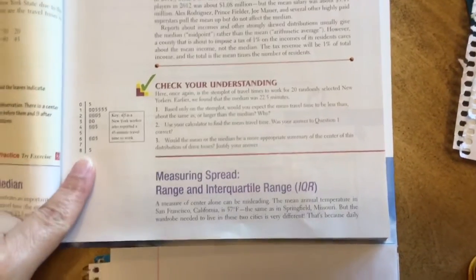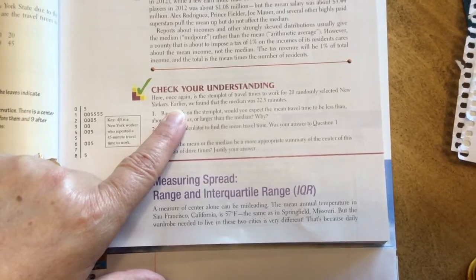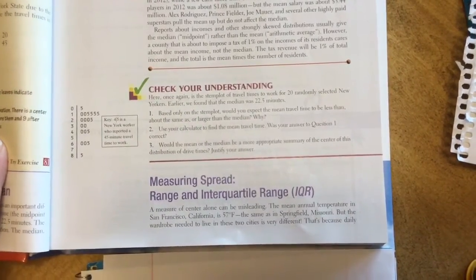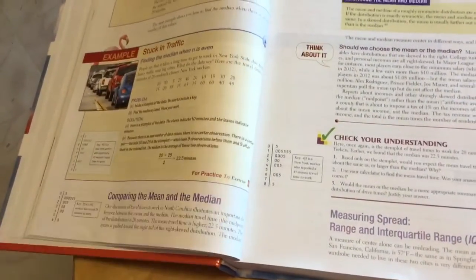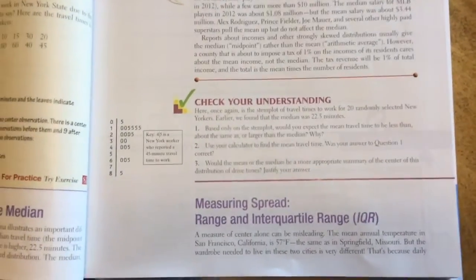So here, once again, is a stem plot of travel times to work for 20 randomly selected New Yorkers. Earlier we found that the median was 22.5 minutes. This is page 53, but on page 52, if you want to glance over there, hopefully you can work through an example of how to find the median. You can zoom in on this. We talked about how you find the median in the first couple sections.